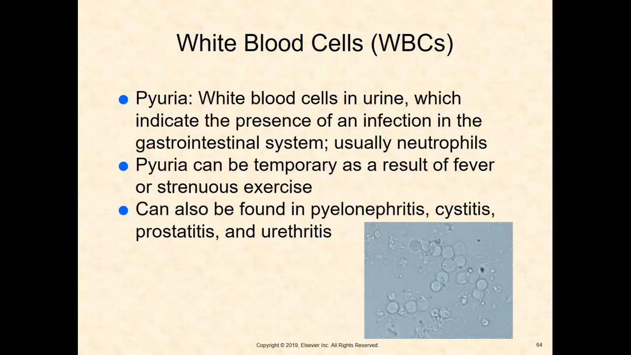The next cells are white blood cells. We find these with infection. So white blood cells in the urine probably mean that there's some type of an infection in the genitourinary system. It can be a result of having a fever or strenuous exercise. It can be found in pyelonephritis, which is a kidney infection. Cystitis is a bladder infection. Prostatitis is a prostate infection. Urethritis is just an inflammation of the urethra.